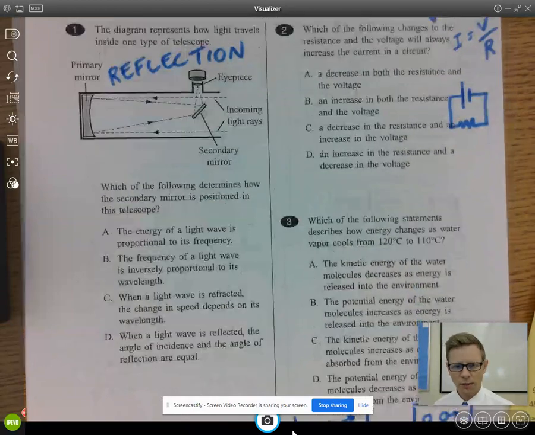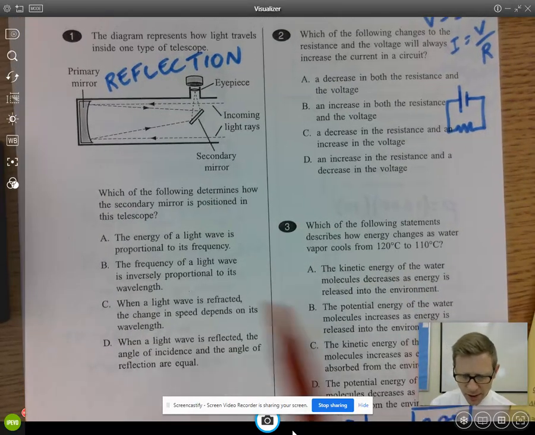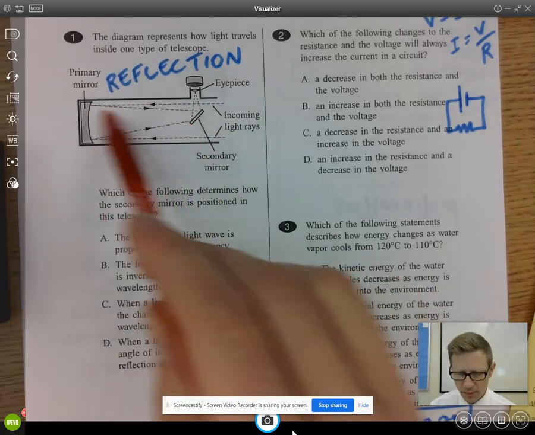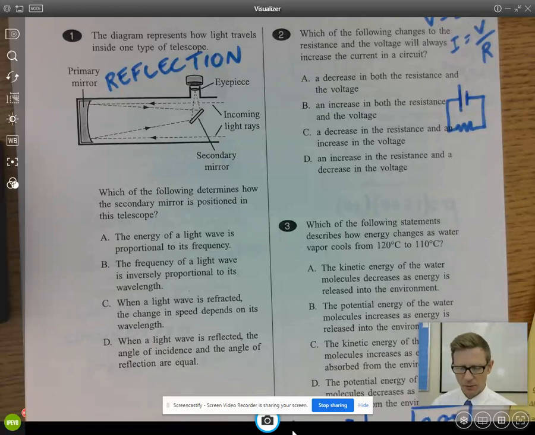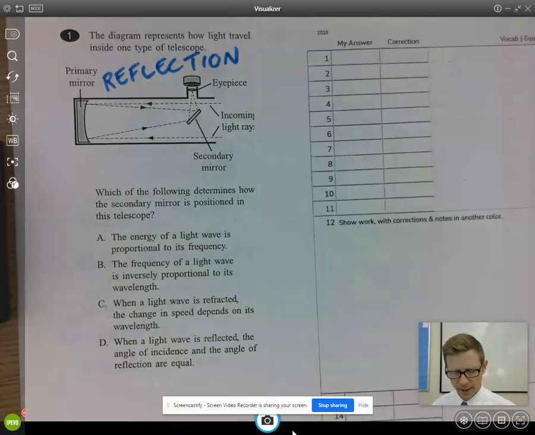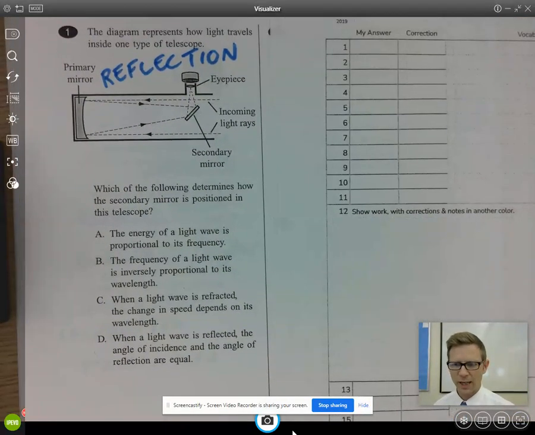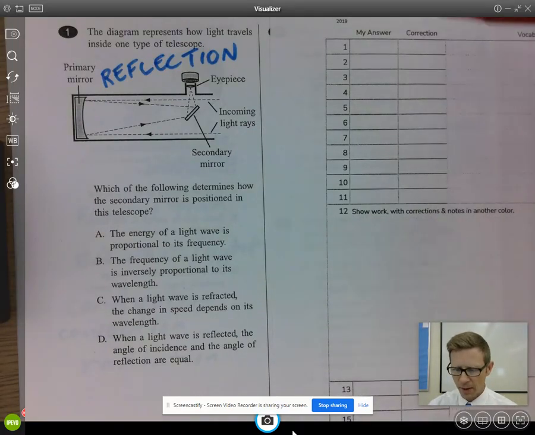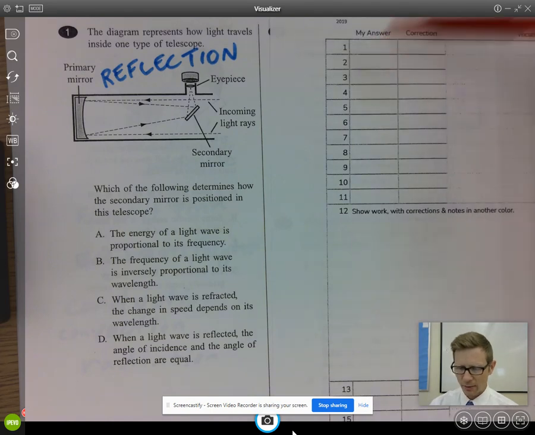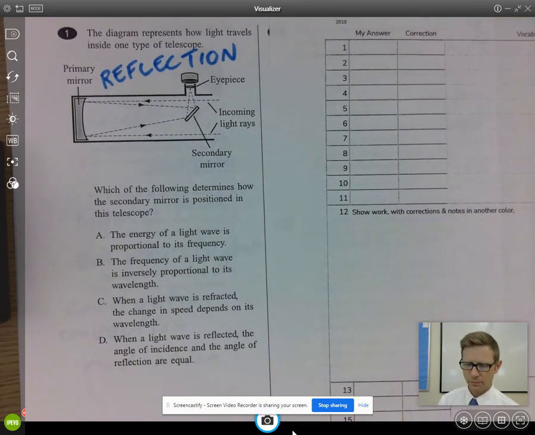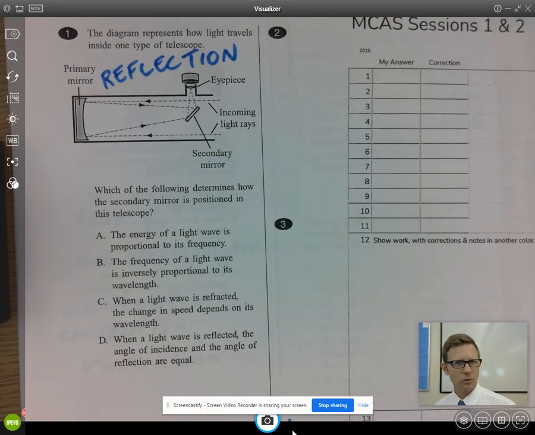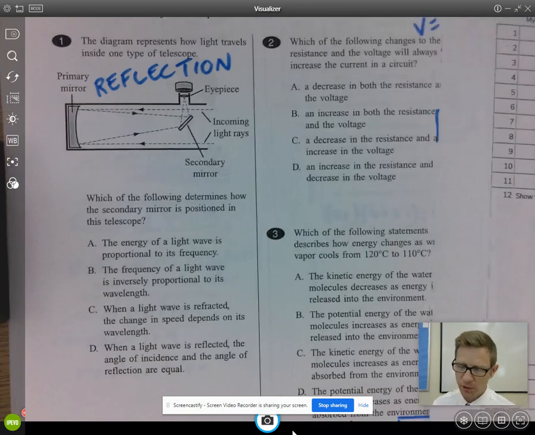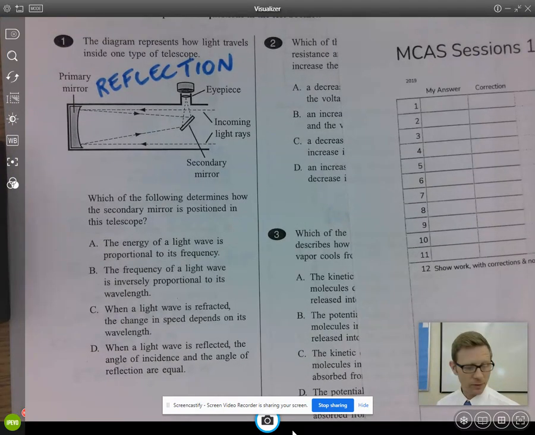So number one is really about the word reflection. If you look at these light rays, they are bouncing off of mirrors. Mirror, mirror, mirror. It's all about reflection. So the answer to number one is the only one that has to do with reflection, which is D. You put your answer, compare my answer to your answer, and I would write the word reflection right there. Not to be confused with refraction, which is the bending of light when it goes into a different medium. You could put a little note there about that as well.